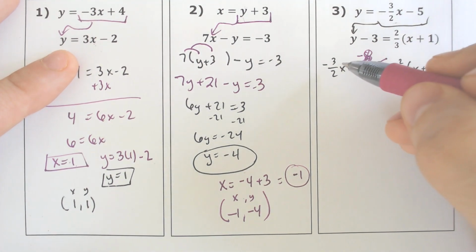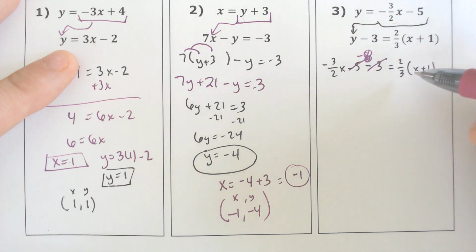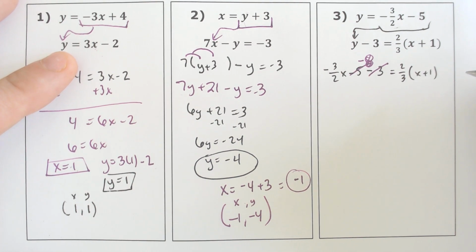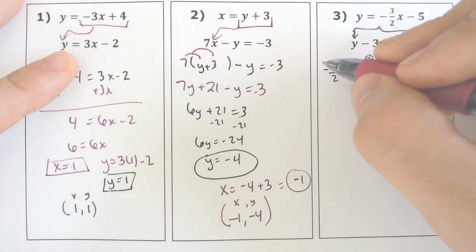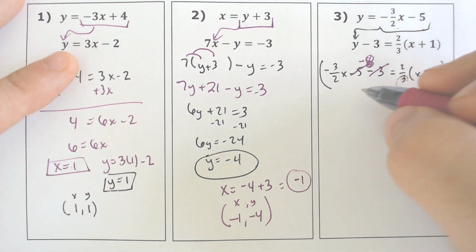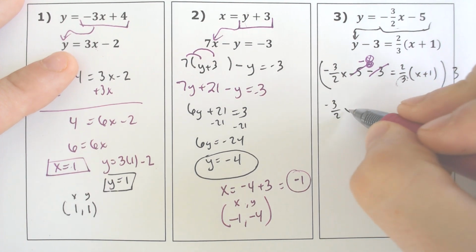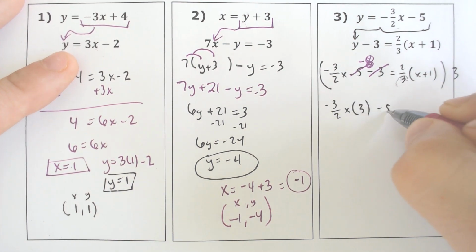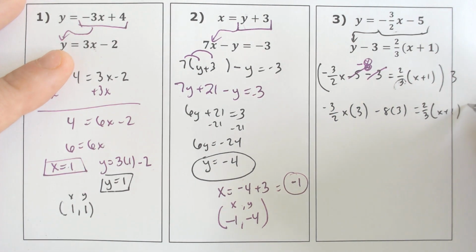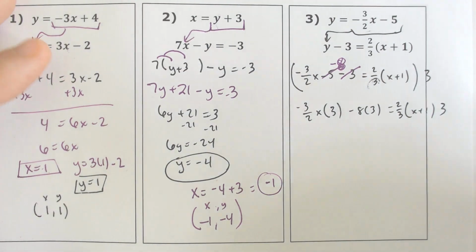After you do that, we have to get rid of these fractions or distribute the fractions. So I would rather get rid of the fractions. I'm going to start by multiplying everything by 3. I don't like this 3 right here. So if I multiply everything by 3, it cancels all the 3's out. So it would be negative 3 over 2x times 3 minus 8 times 3 equals 2 over 3 times x plus 1 times 3. Now here, the 3's cancel.